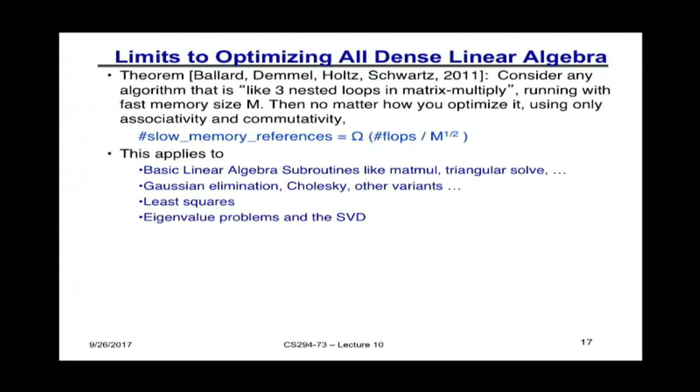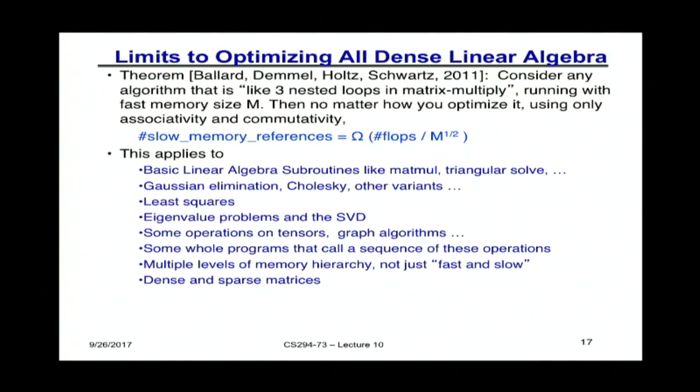Running with faster memory size M, then no matter how you optimize it, essentially no matter how you reorganize the algorithm, if you just use associativity and commutativity, then your number of slow memory references is bounded by the number of flops divided by the square root of M. So that's more generalized than the previous theory. So this includes a lot of the dense linear algebras. And in fact, in a lot of dense linear algebras, the floating point operations is mostly n-cube operation.